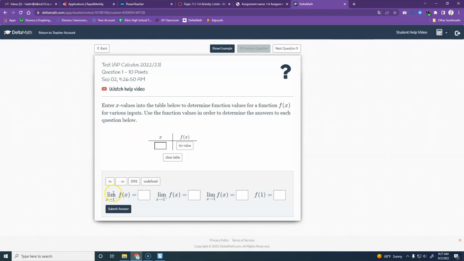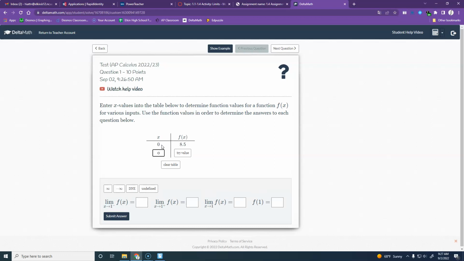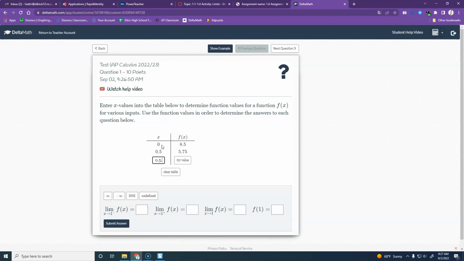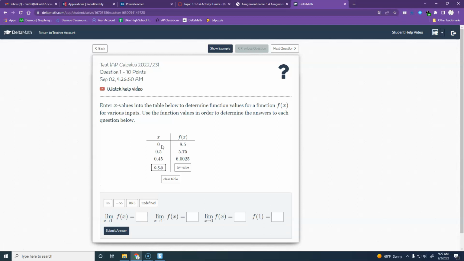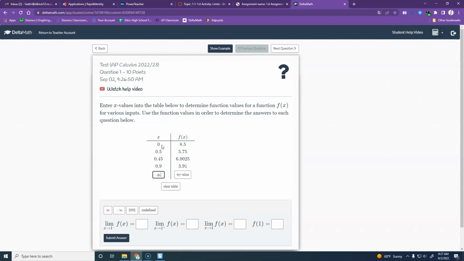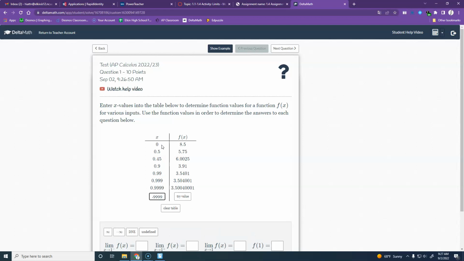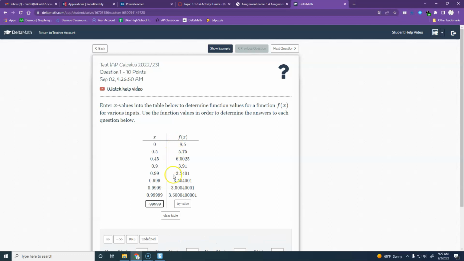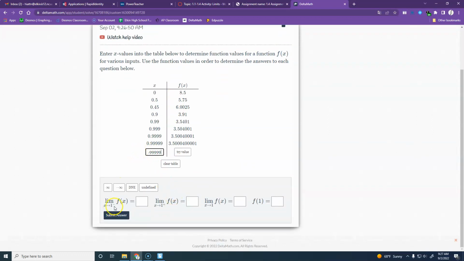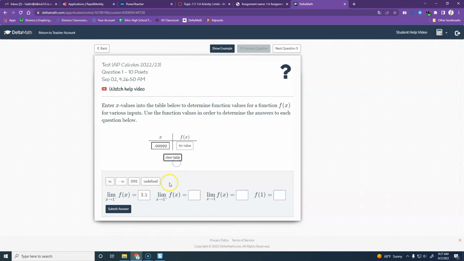But it's asking you to find the limit as x approaches 1 from the left. So from the left, you need numbers smaller than 1. So 0 would be a possibility, and then maybe 0.5, and then maybe 0.9. Okay, 0.9, 0.99, 0.999. Add another 9. All right, so what does it appear to be approaching from the left? Looks like it's going to be 3.5, right? Then you can clear out the table and answer the next part.